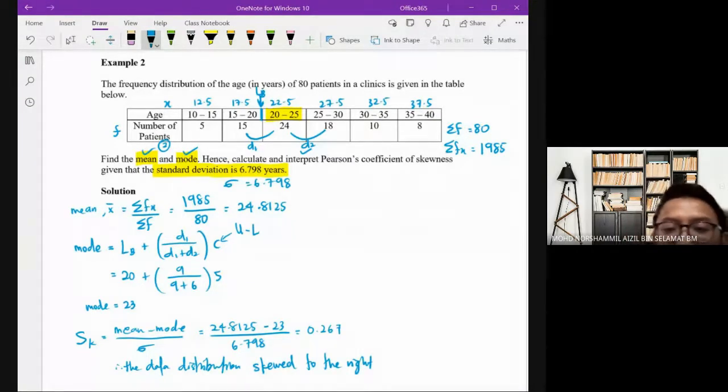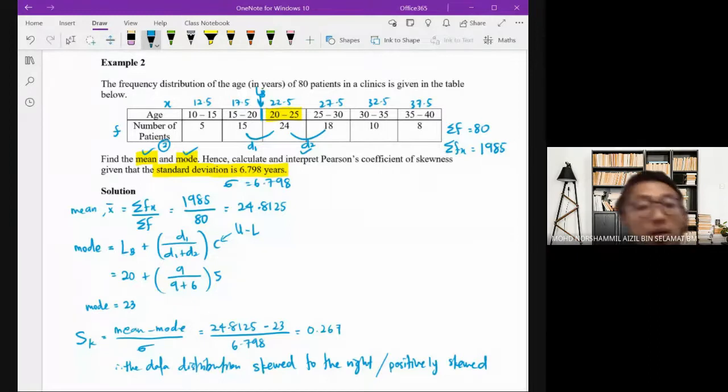The data distribution skewed to the right or positively skewed. Okay. No need to use the word slightly, no need, because it is larger than 0.1. So, no need to use it. Okay, we don't learn skewed to the left today. What can we do, the example in our notes is like that.